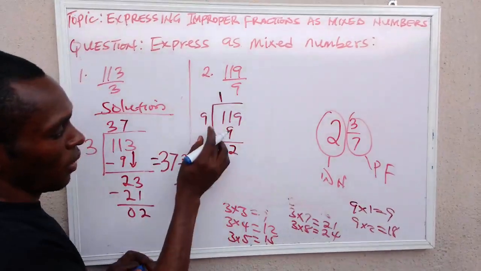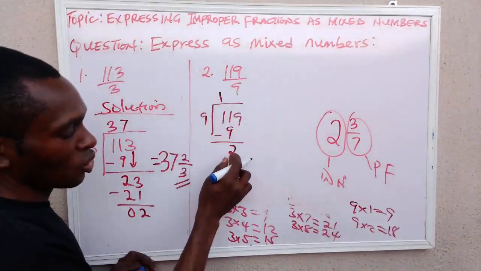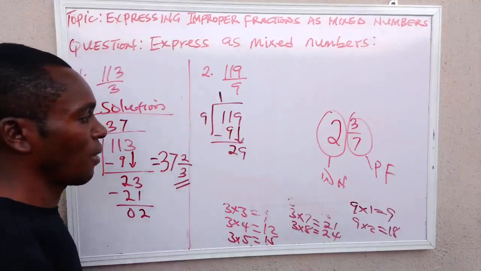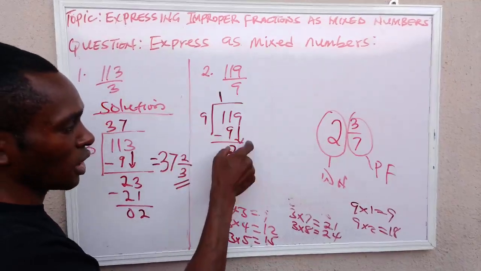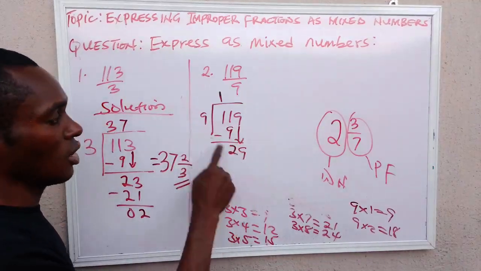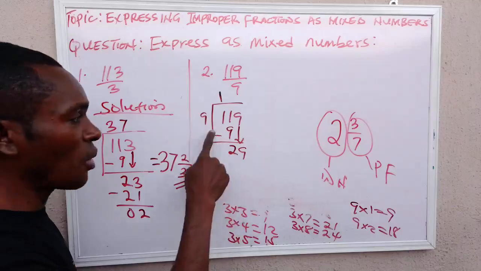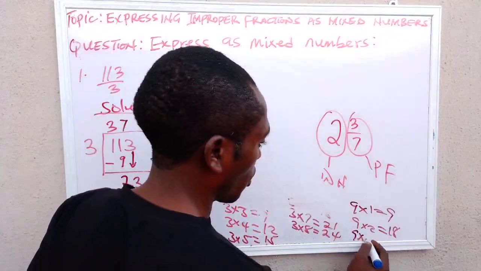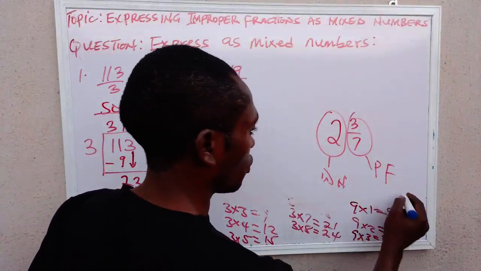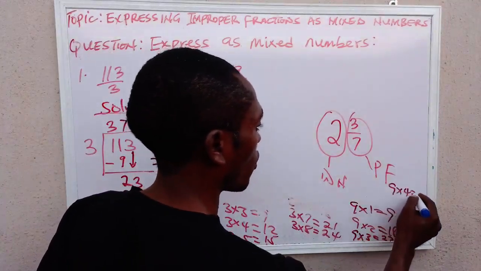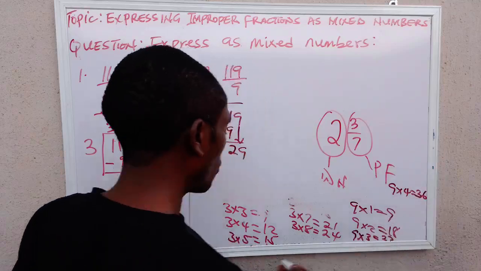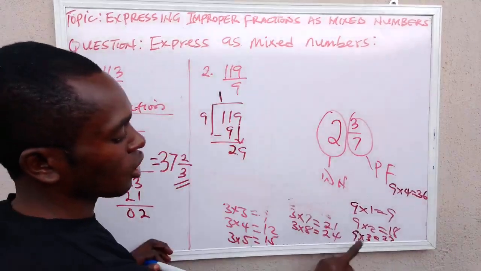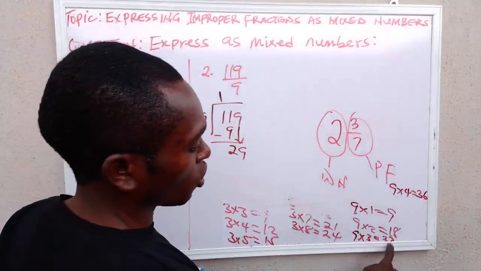Now what you do is bring down this. 9 cannot go into 2, so bring down this 9. That makes it 29. So how many 9s are in 29? If you do 9 times 3, you're going to have 27. Do 9 times 4, you're going to have 36. So the closest one is 3, which will give us 27.